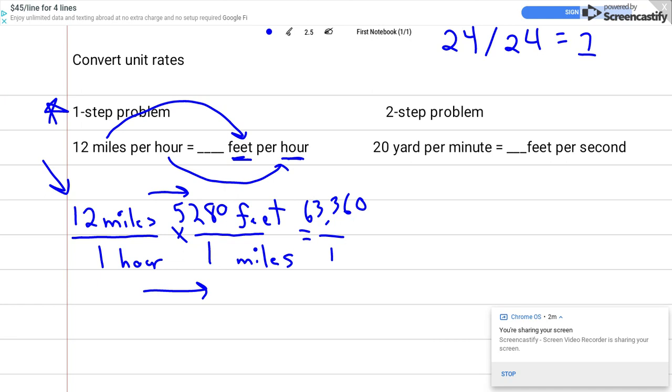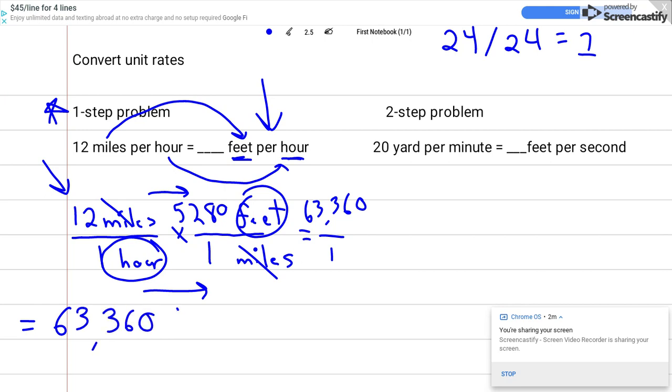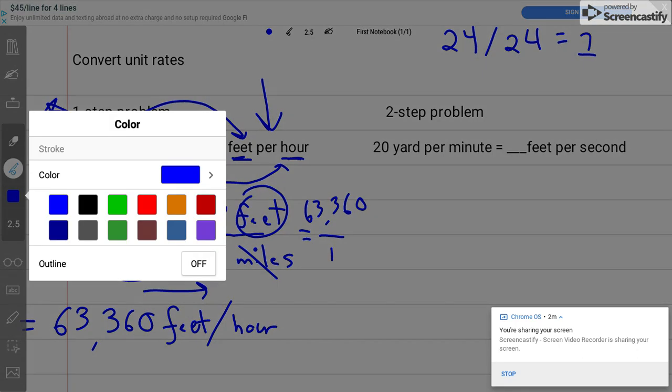And I get an answer of 63,360. So what that information is telling me is that, if I go back to my units, these miles went away, and I'm left with feet and hour. And that's exactly what I want in my answer. So my final answer, I'm going to write it down here, is going to be 63,360 feet per, you can use slash for per, hour.